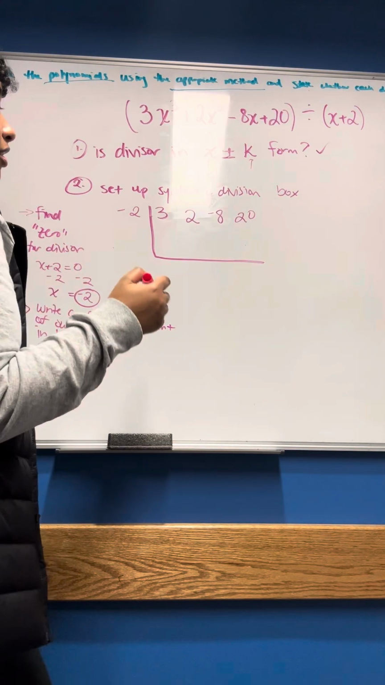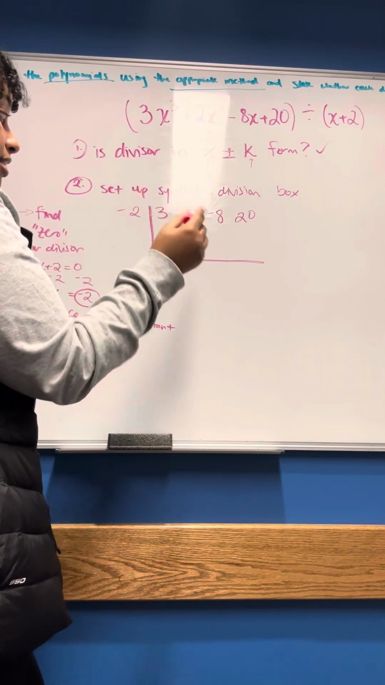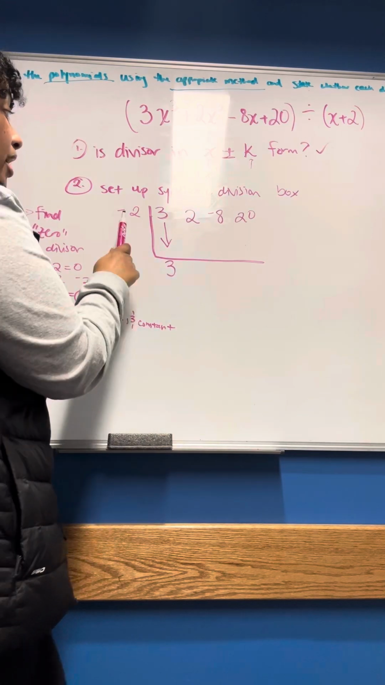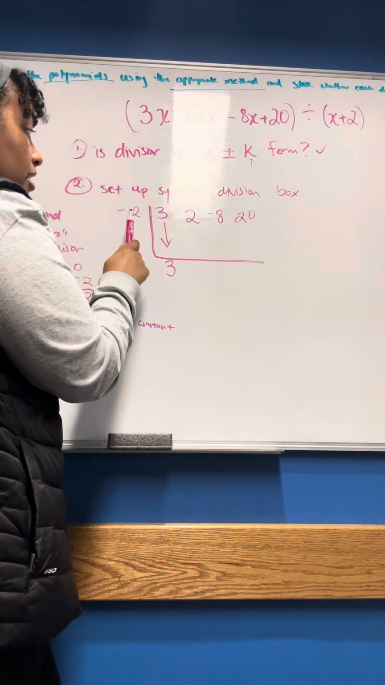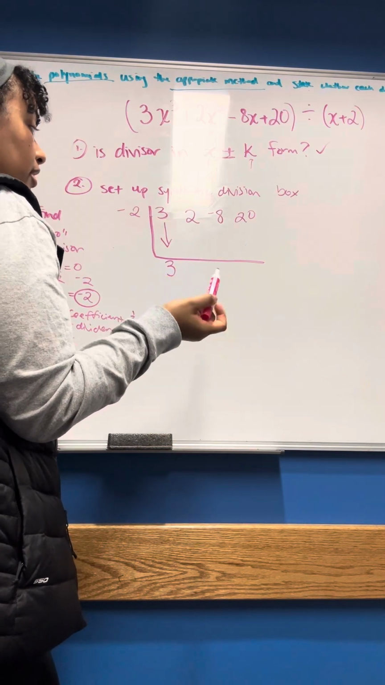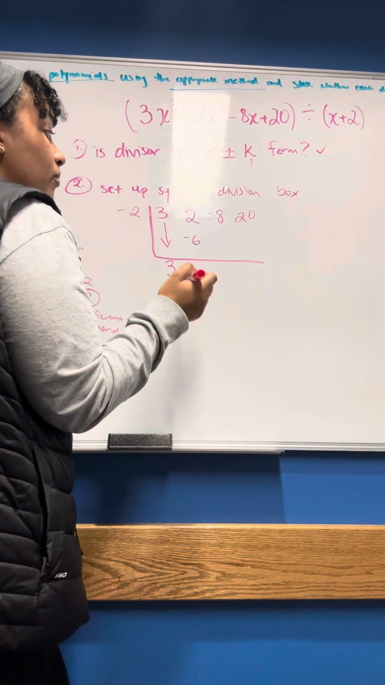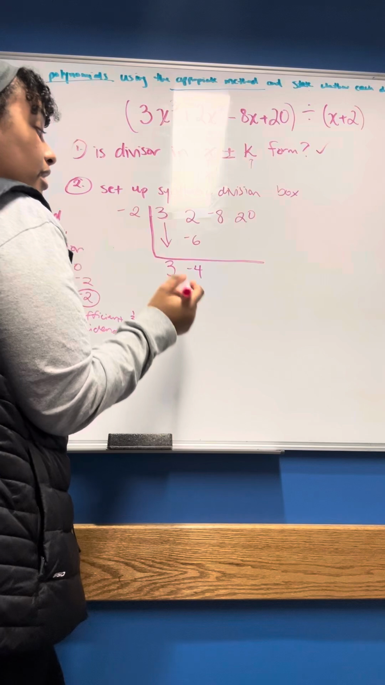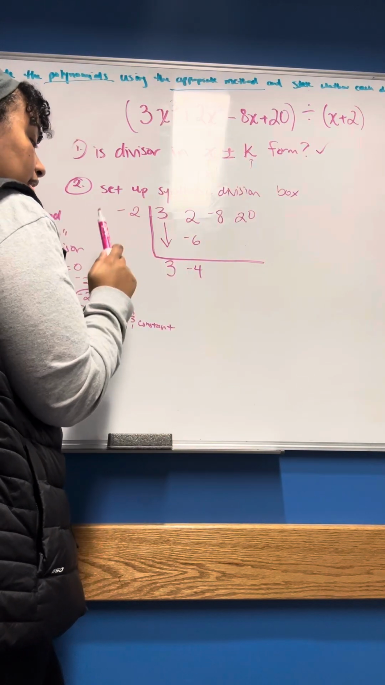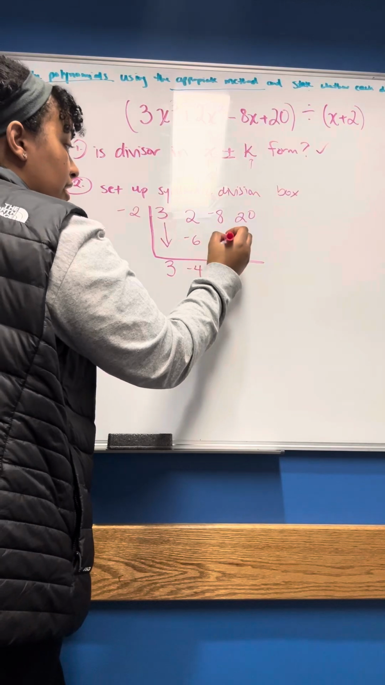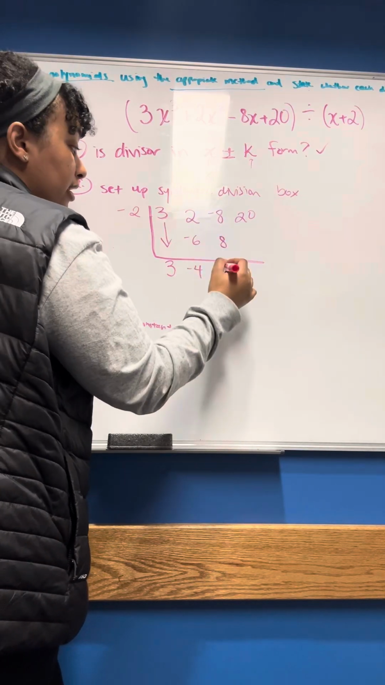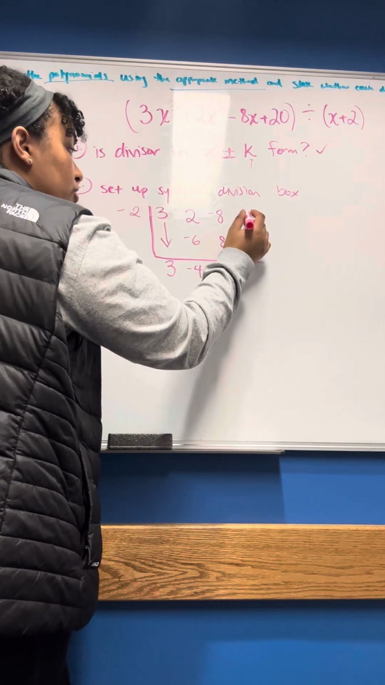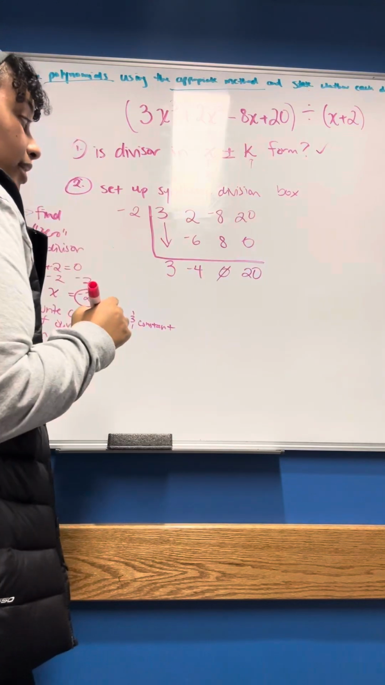Okay, now this is where we just start bringing things down and multiplying. We're going to bring down our first term, 3, and we're going to multiply it by this number right here outside of the box, and we're going to do negative 2 times 3. Negative 2 times 3 is negative 6. Then we start adding: 2 plus negative 6, or 2 minus 6, is negative 4. Now we start multiplying again. Negative 2 times negative 4 is equal to positive 8. We're going to add negative 8 plus 8, that just becomes 0. Then we're going to do negative 2 times 0, anything times 0 is 0. 20 plus 0 is now 20, okay?